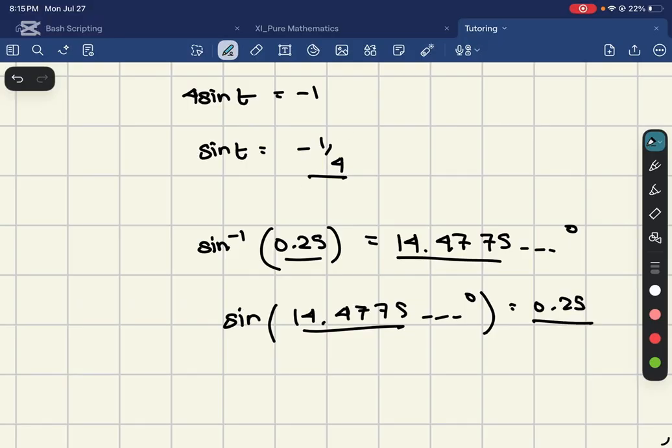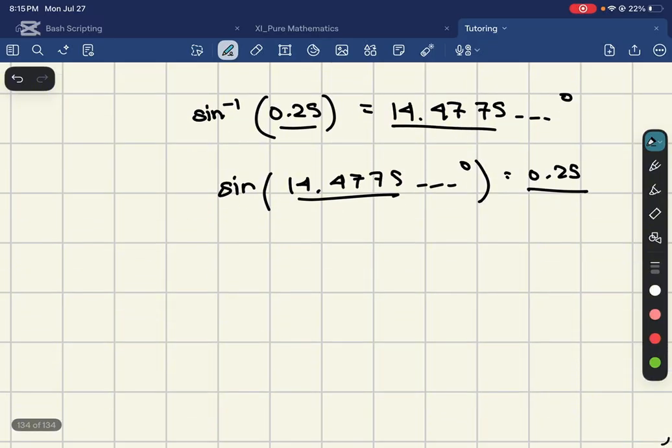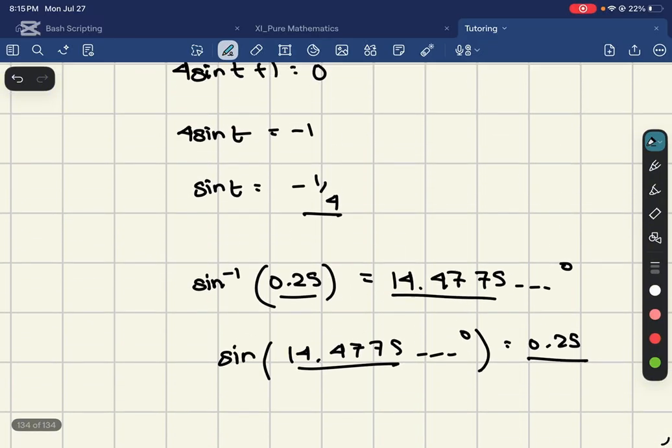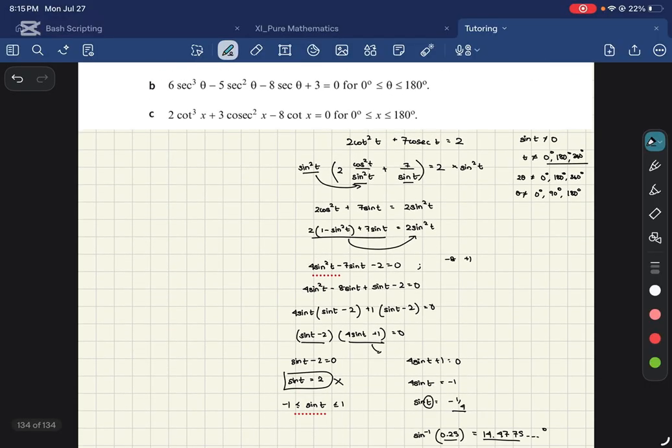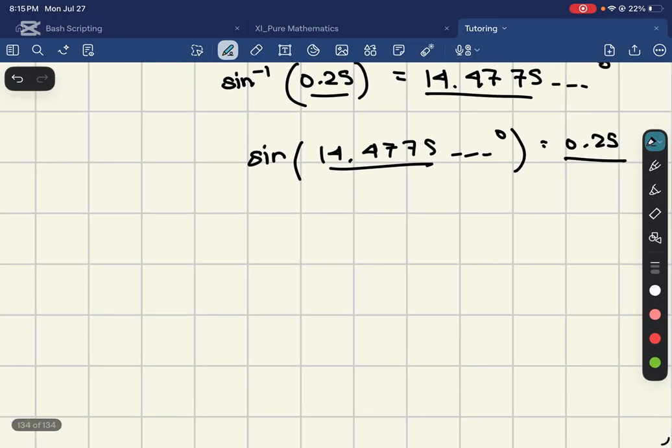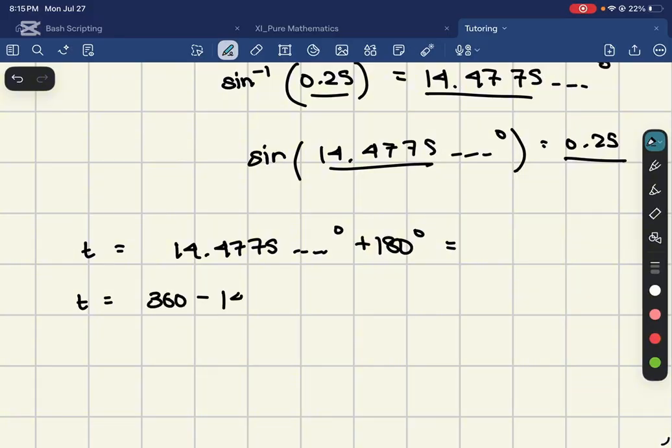So I just need to send this acute angle to the right quadrant, which is going to be the third quadrant because I'm working with T, remember? So T can be between 0 and 360. So I need to send it to the third quadrant. To do so, I'm going to add 14.4775... degrees to 180. So that is going to be one solution. And for my other solution, I need it to be in the fourth quadrant. So 360 minus 14.4775... degrees. So those are going to be my two solutions.